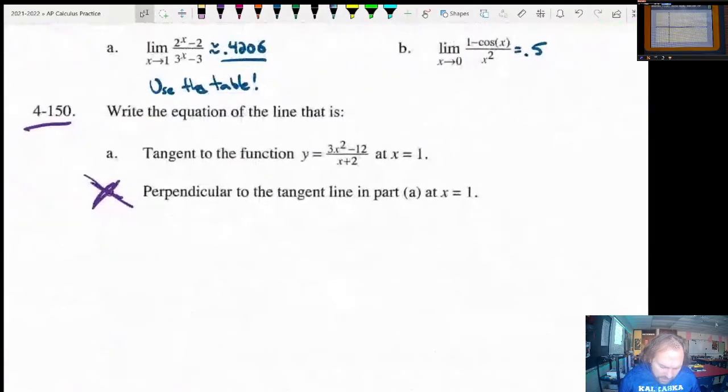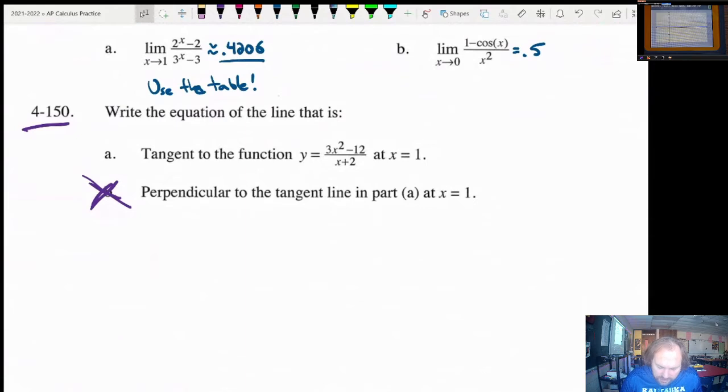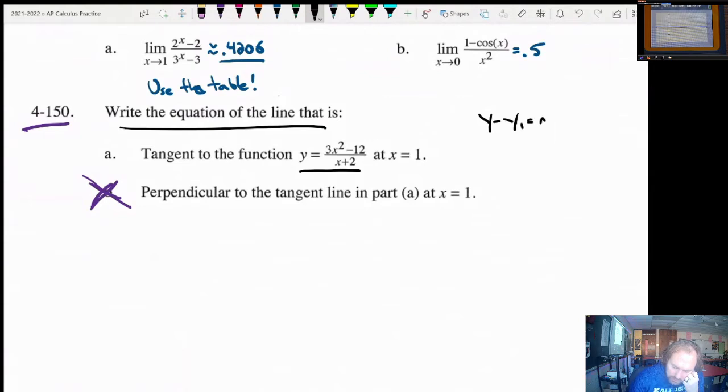Write the equation of the line that is tangent to the function at x equals 1. So what we're going to need to do here is figure out what the derivative of this rational function is at x equals 1. Again, when we say we're going to write the equation of a line, we always want to be thinking right away about good old point-slope form, which in AP Calculus has kind of a new, fresh coat of paint, you might say.